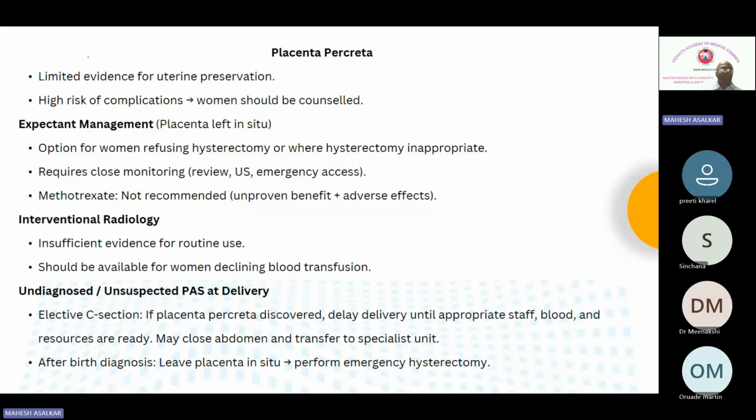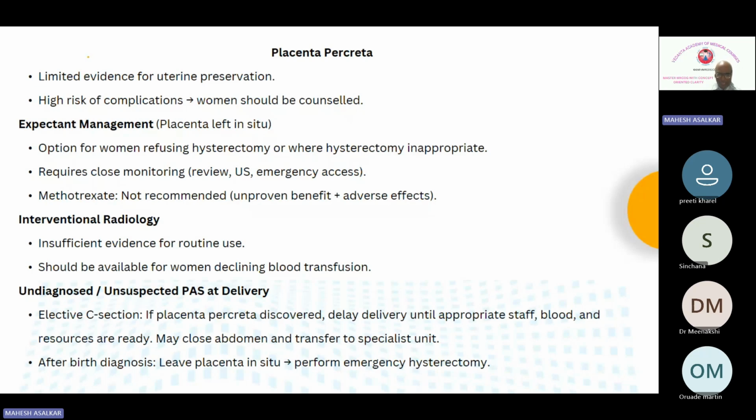Now, if your placenta accreta spectrum is undiagnosed or unsuspected, how are we going to manage? If it is a case of elective cesarean section, and you find placenta accreta discovered, you can delay the delivery until appropriate staff and blood resources are ready. You may close the abdomen and transfer to the specialist.